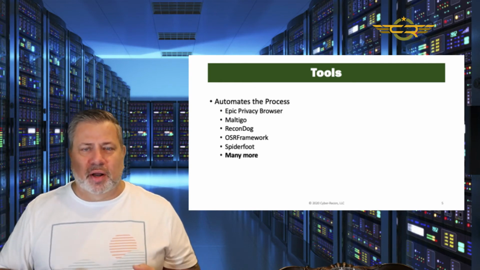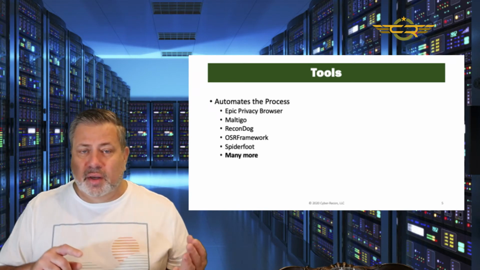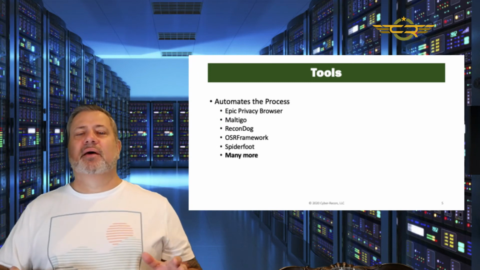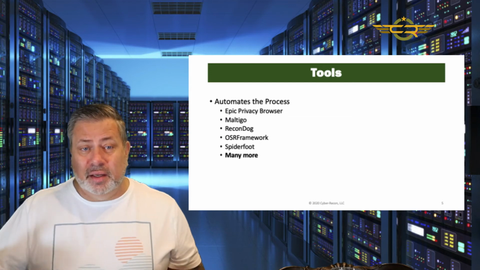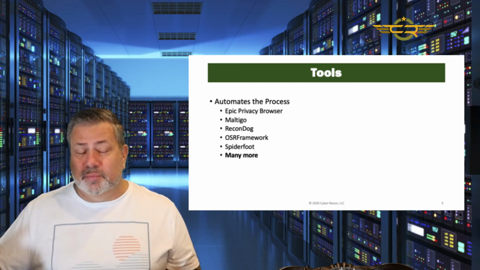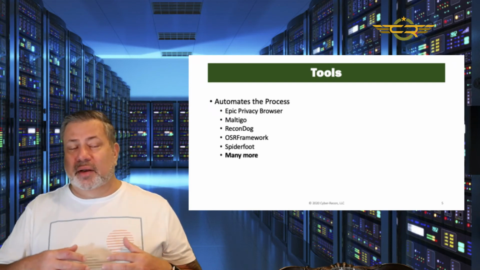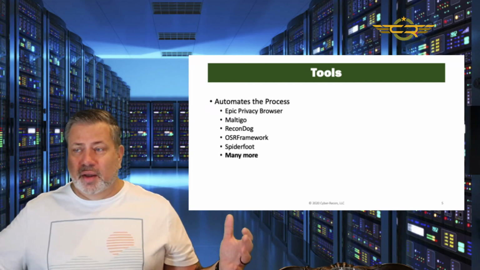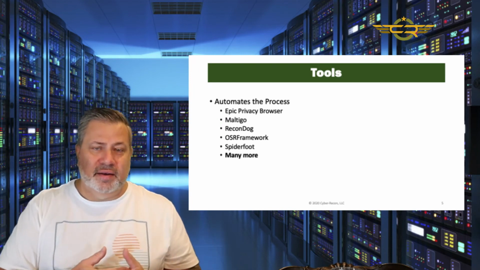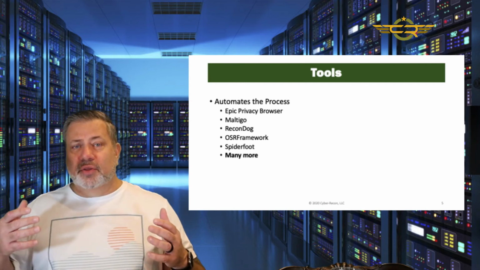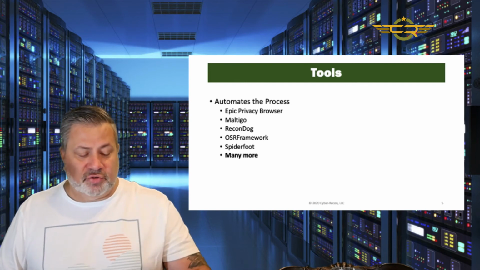So Epic Privacy Browser, Maltego, ReconDog, OSRFramework, Open Source Research Framework, Spiderfoot. There are a ton of these open source tools. If you're using something like the Kali Linux distro, Lee Baird has a tool on there that you can just drop a name into, and it will go out and search a lot of these open source resources, and it'll bring it all back and present it to you in a nice clean report. So there are a ton of places you can go to get information.